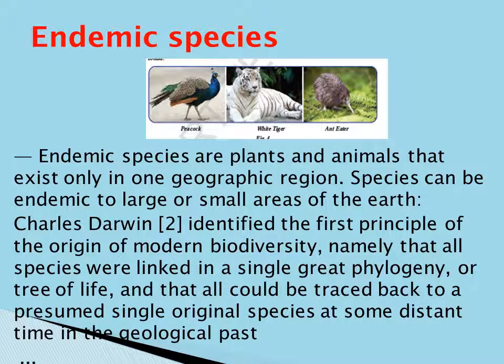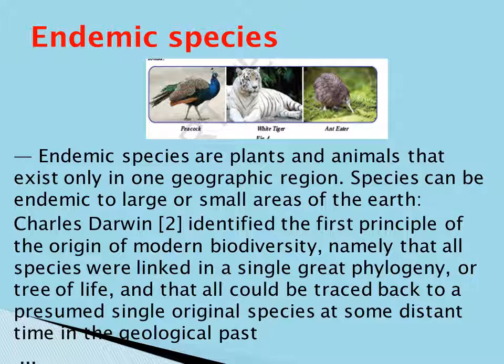What are endemic species? Endemic species are plants and animals that exist only in one geological region. Species can be endemic to large or small areas of earth, like the peacock, tiger, white tiger, and earlier they were seen. Now there are hardly one or two.